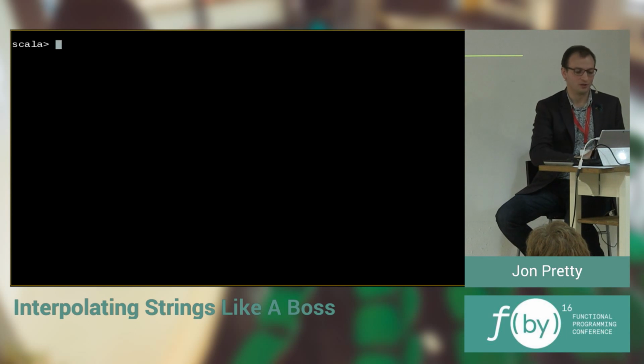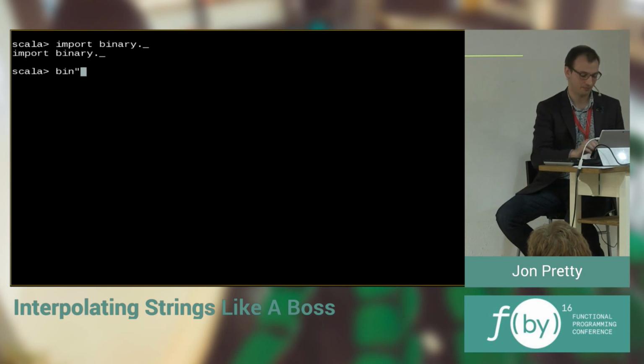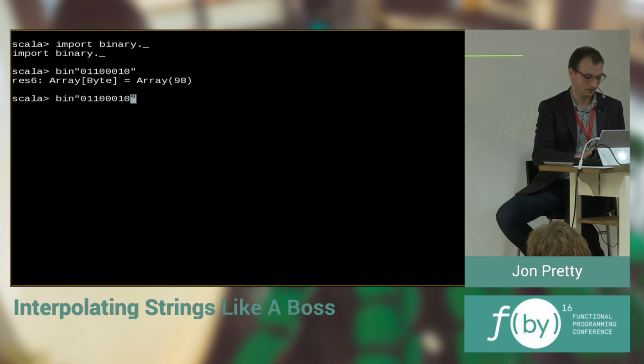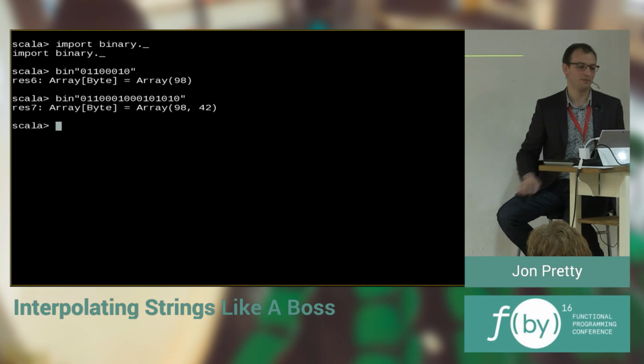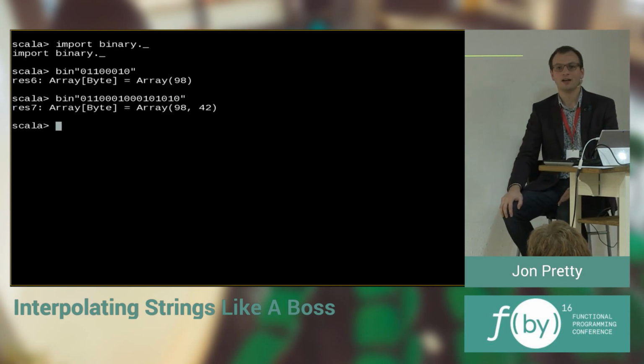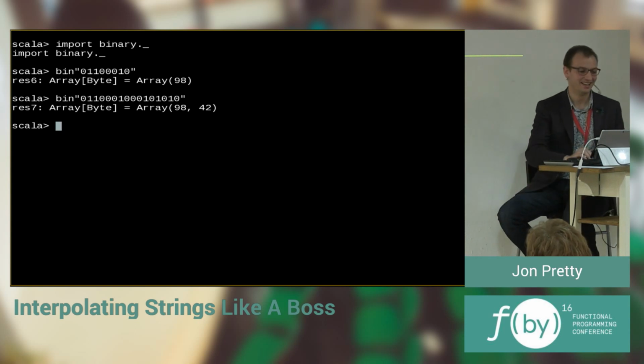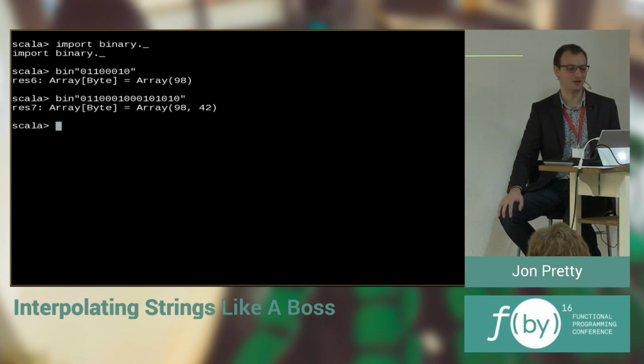Now, what we can do with contextual is use the binary string interpolator, and I think that should work. Is that the right number? Yeah. Okay. So I've just created a binary value. Why is that funny? Oh, because it came out as 42. That was, I have to say, not at all deliberate.